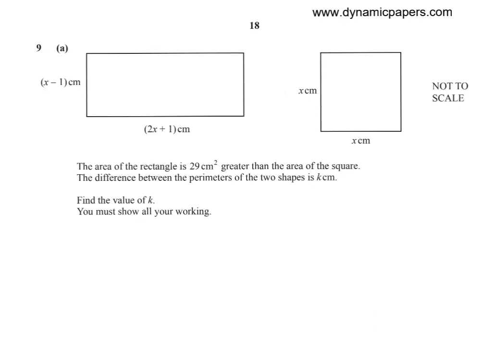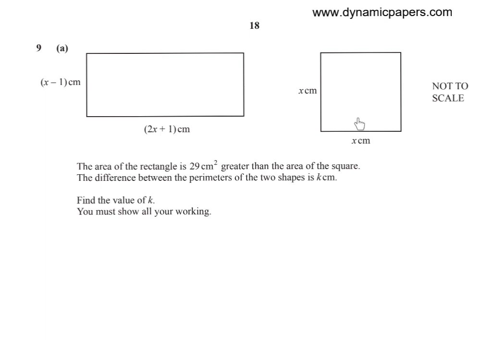Number 9. Number 9A. The area of the rectangle is 29 centimeters squared greater than the area of the square. The difference between the perimeters of the two shapes is K. Find K.